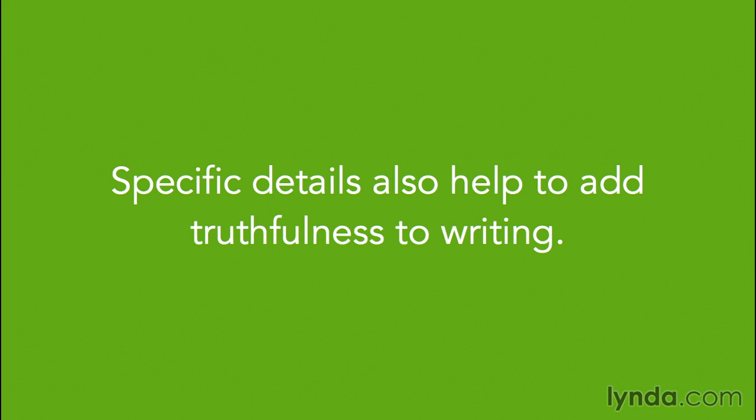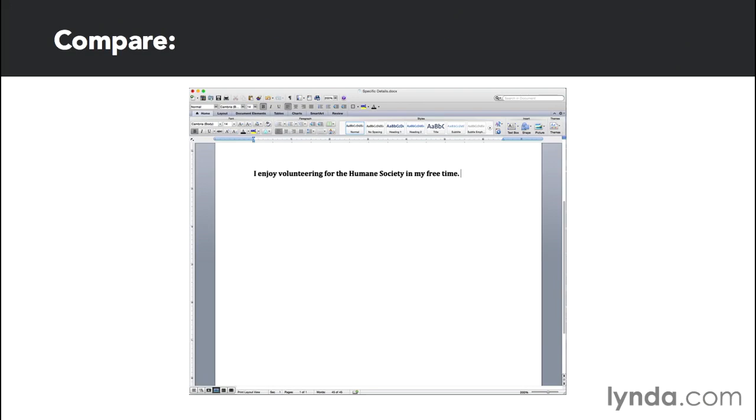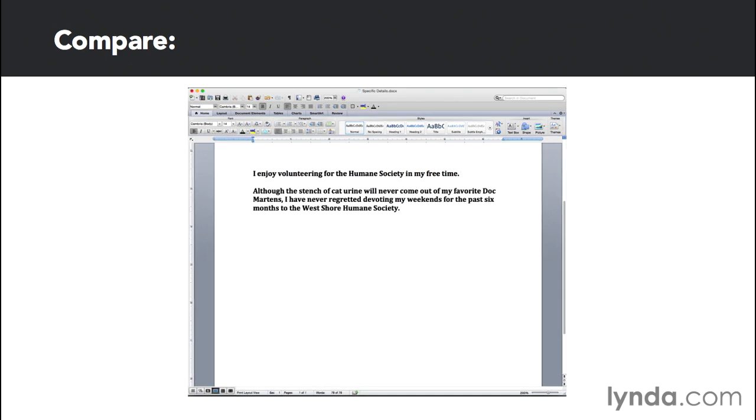This can be really important when you're trying to connect with an admissions reader who is tired of generic, anonymous submissions. Compare phrases like, "I enjoy volunteering for the Humane Society in my free time," to something like, "Although the stench of cat urine will never come out of my favorite Doc Martens, I have never regretted devoting my weekends for the past 6 months to the West Shore Humane Society." That second sentence shows me so much more about that student.